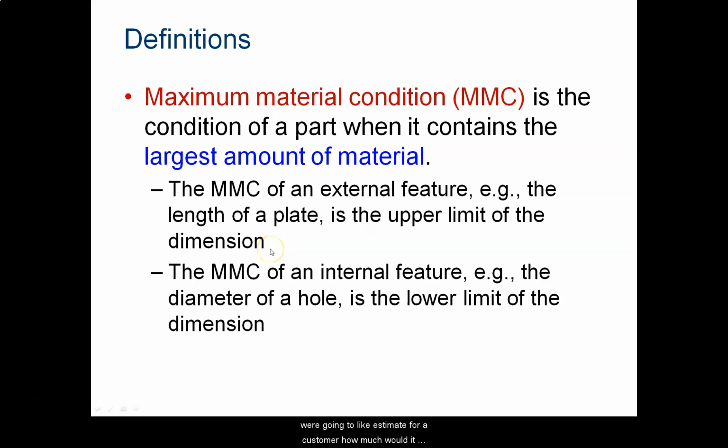If you were going to estimate for a customer how much it would be to engineer and manufacture a part, you would give an estimate based on that maximum material condition. You don't want to bid it at the lowest for your tolerances. You want to bid it at that maximum so that you don't end up having to eat that cost.